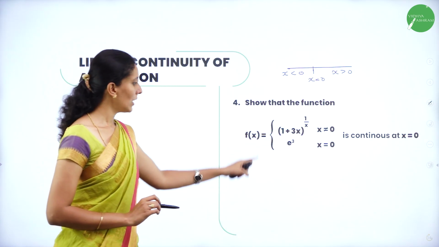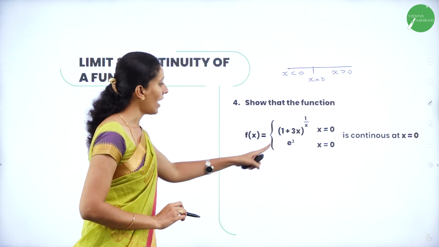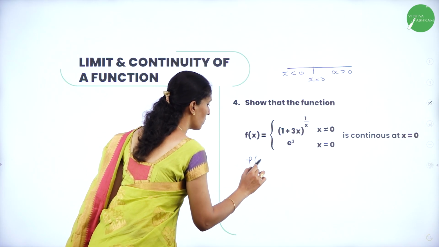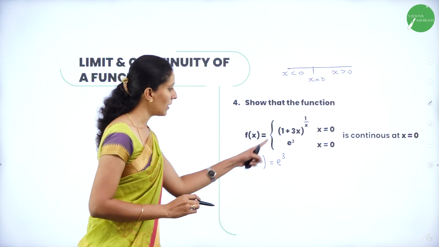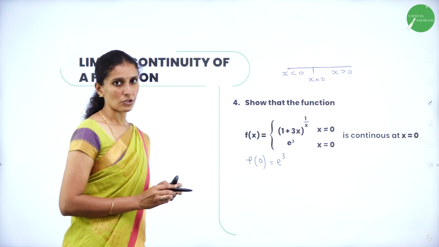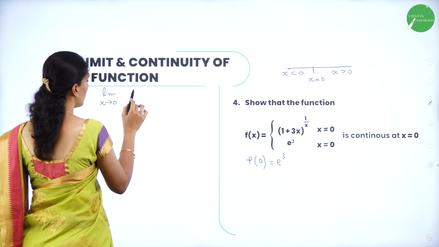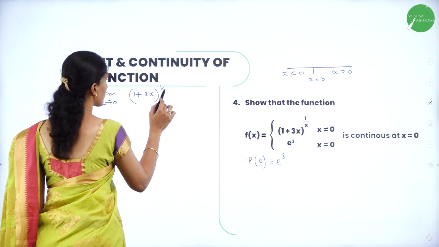Now let's find the limit of the function for x tends to 0, and for x equal to 0, it is already given, the function is e cube. So for f of 0, it is e cube. Now let us apply the limit as x tends to 0 for this function. So limit as x tends to 0 of 1 plus 3x to the power 1 by x.